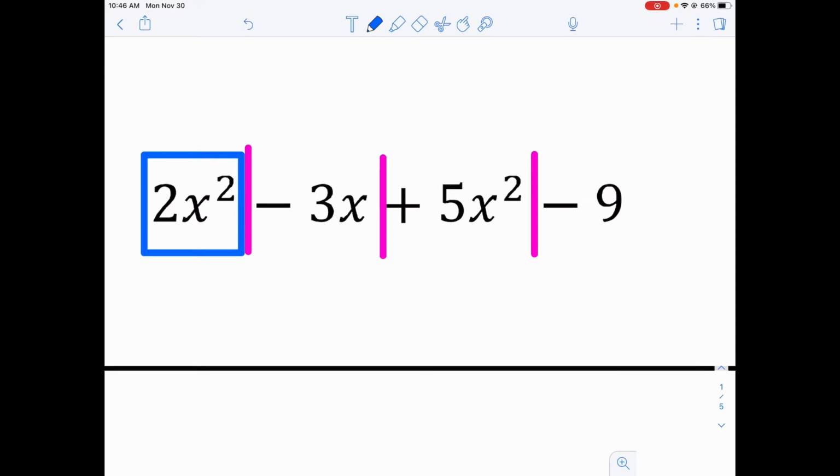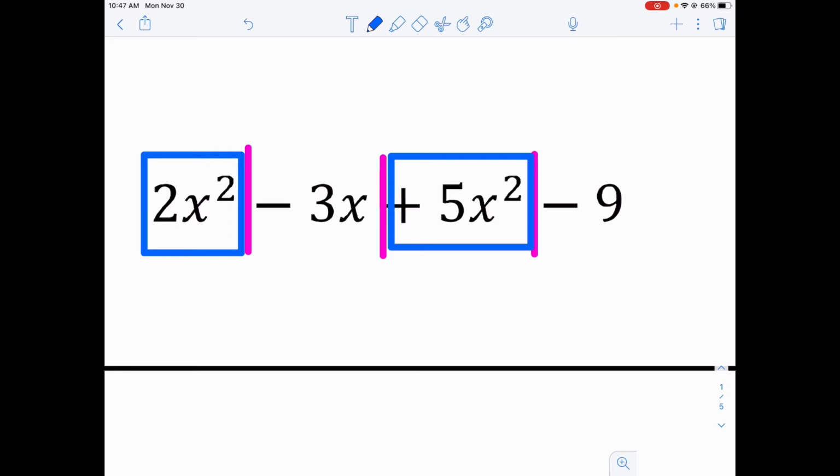Plus 5x squared, I see that it has the same variable, it also has the same exponent, so I'm going to put a box around 5x squared. Looking at my last term, it is a negative 9, and it does not have a variable, and that variable does not have an exponent, so it is not a like term.